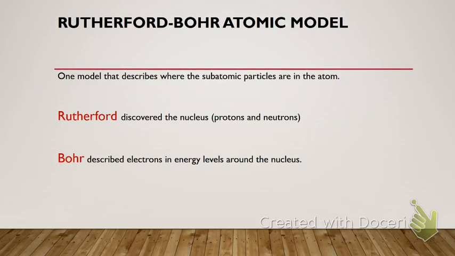Okay, that brings us to the Rutherford-Bohr atomic model, and I'm sorry to bore you, but we have to go through it. One model is Rutherford. First of all, remember he's the nucleus guy, the gold foil guy. He discovered the nucleus, which is where the protons and the neutrons are. And Bohr described electrons being in energy levels that are specific paths around the nucleus that he called orbits. We're going to go further into that in the next chapter.